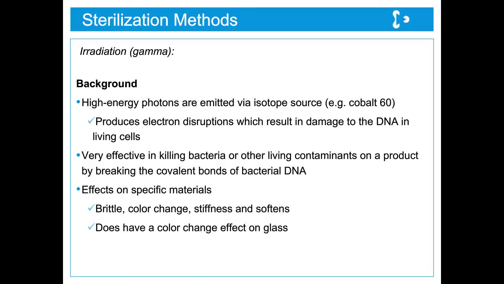However, there are some effects it can have on both plastic and glass. And the plastic, it's more dependent on what type of plastic it is. I'll touch on this shortly. Some of the effects for plastic, it could cause it to become more brittle. It could cause a color change. It could cause it to stiffen and even soften. Whereas glass, specifically gamma irradiation, can cause the glass to change its color.